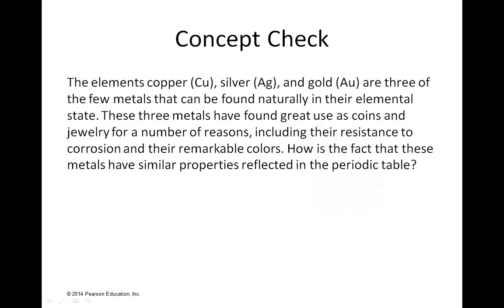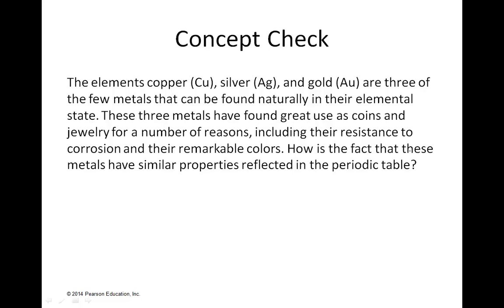All right, so let's do a concept check. The elements copper, silver, and gold are three of the few metals that can be found naturally in their elemental state, which means you can actually go and find copper in a mine somewhere. That's why they're used in coins and jewelry. They're found naturally, they resist corrosion pretty well, and they're pretty.